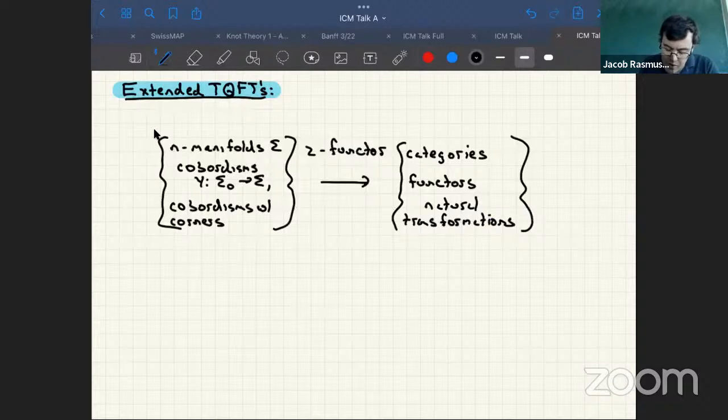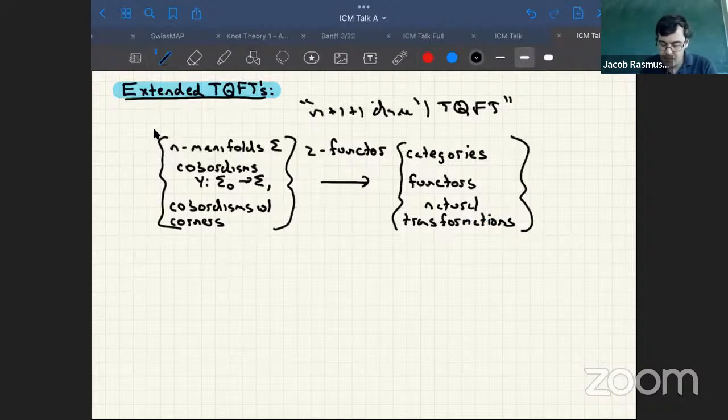Well, what I would call an n+1+1 dimensional TQFT is a 2-functor from this 2-category of n-manifolds, cobordisms, and cobordisms with corners to another 2-category whose objects are categories, whose 1-morphisms are functors between them, and whose 2-morphisms are natural transformations. Okay. And this doesn't stop here.